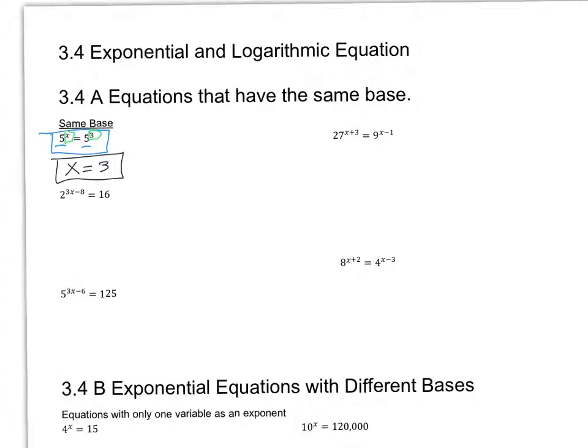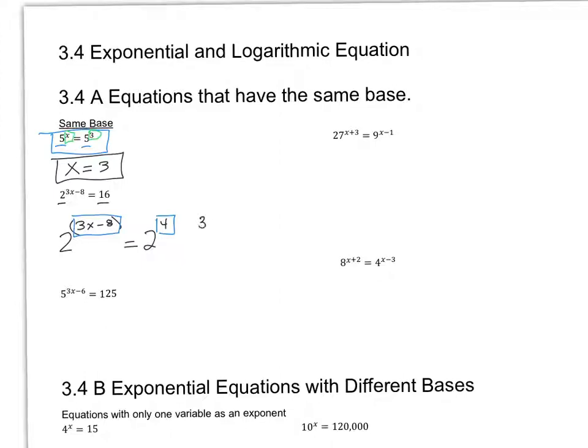But when I get down here for the next one, this has a base of 2 and this has a base of 16. So I have to go through and rewrite that. 2 stays as 2 to the 3x minus 8. And I rewrite that 16 as 2 to the 4th power. Now, once I get there, I know that my bases are the same, so therefore my exponents have to be equivalent. And I just go through and solve this equation.